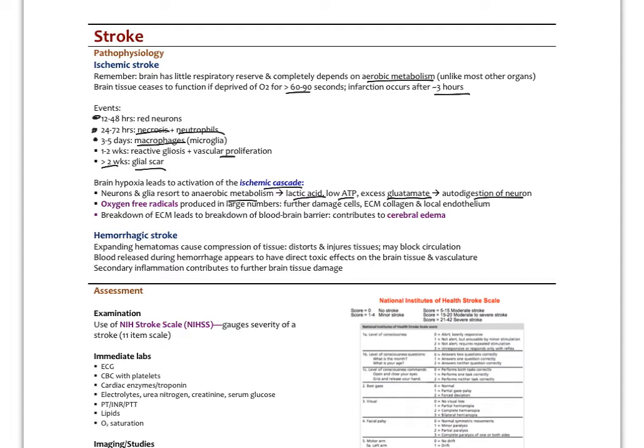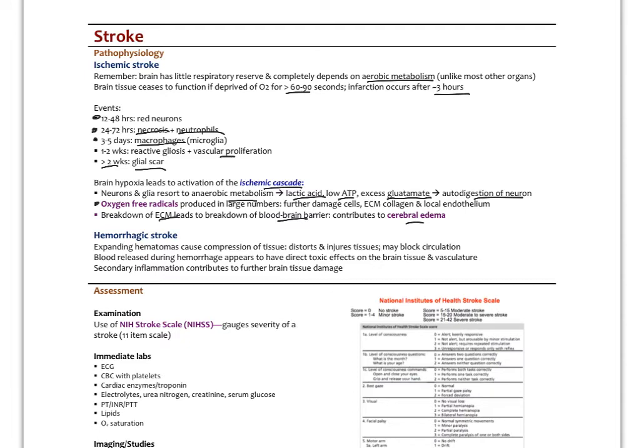We get lots of oxygen-free radicals, and that's going to further damage cells, the extracellular matrix and the local endothelium. And then the breakdown of the extracellular matrix leads to the breakdown of the blood-brain barrier, and then that's going to give you cerebral edema. So these are all some of the events that happen after ischemic stroke.